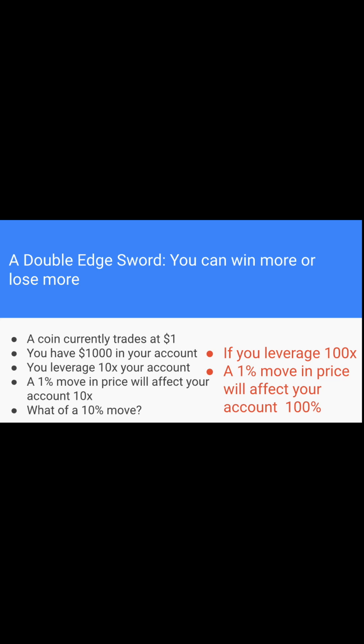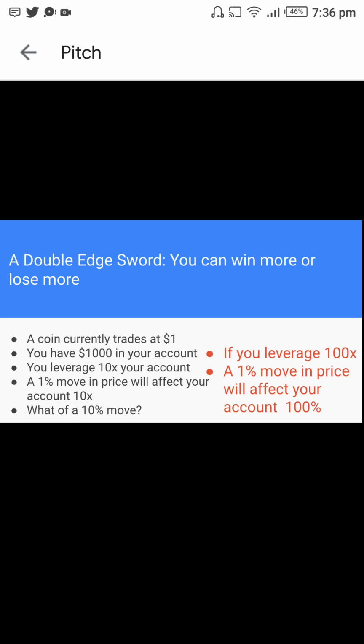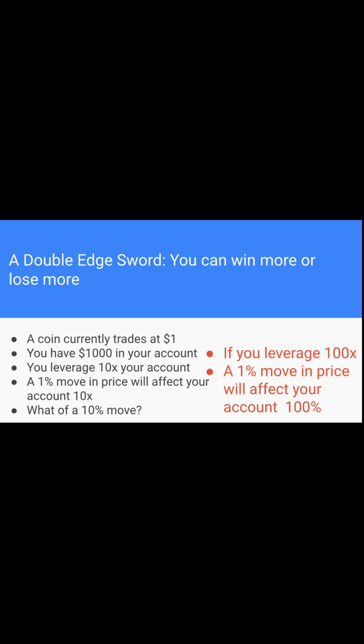So please, it's also good you understand that leverage is like a double-edged sword. It can make or mar you. It can move in your favor, it can equally move against you. That is why it's expedient that you understand how these things work, so that you do not make unnecessary mistakes.